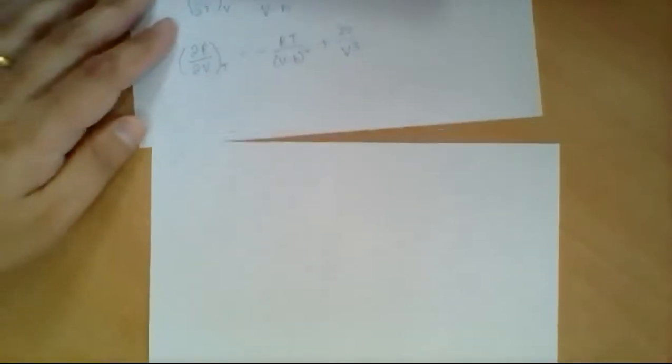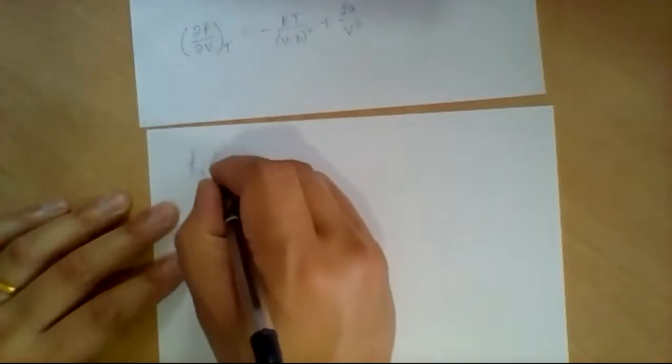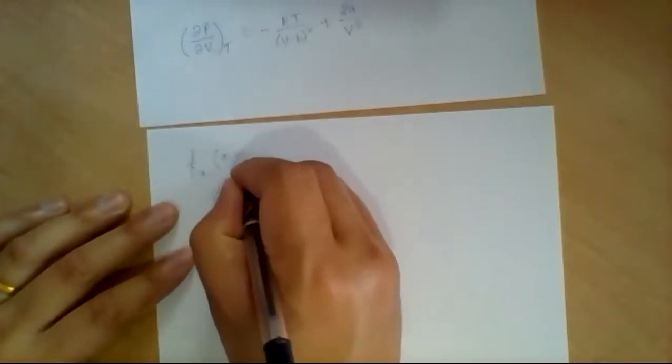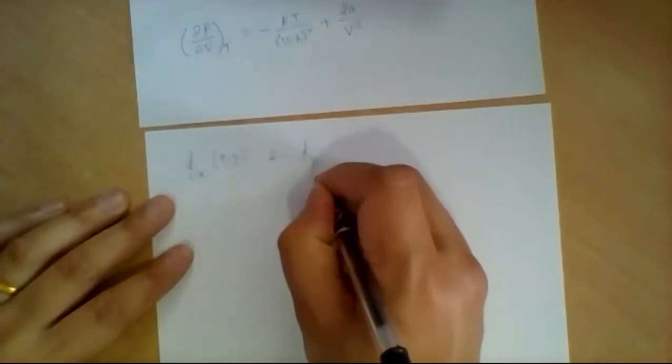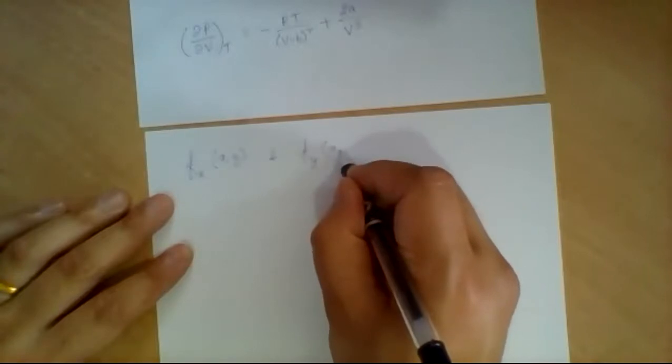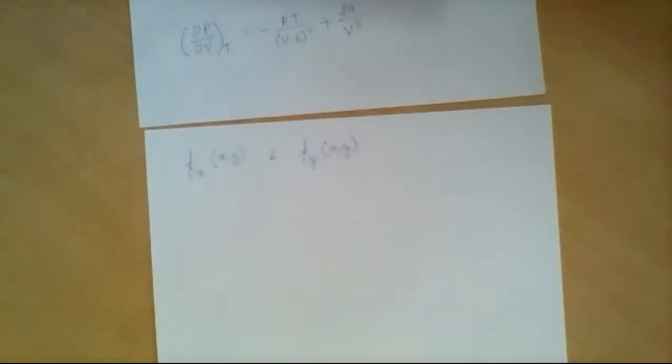We just saw that del P by del V also depends upon temperature and volume. So in general, the partial derivative of f with respect to x can be a function of x and y. And similarly, the partial derivative with respect to y can also be a function of x and y.